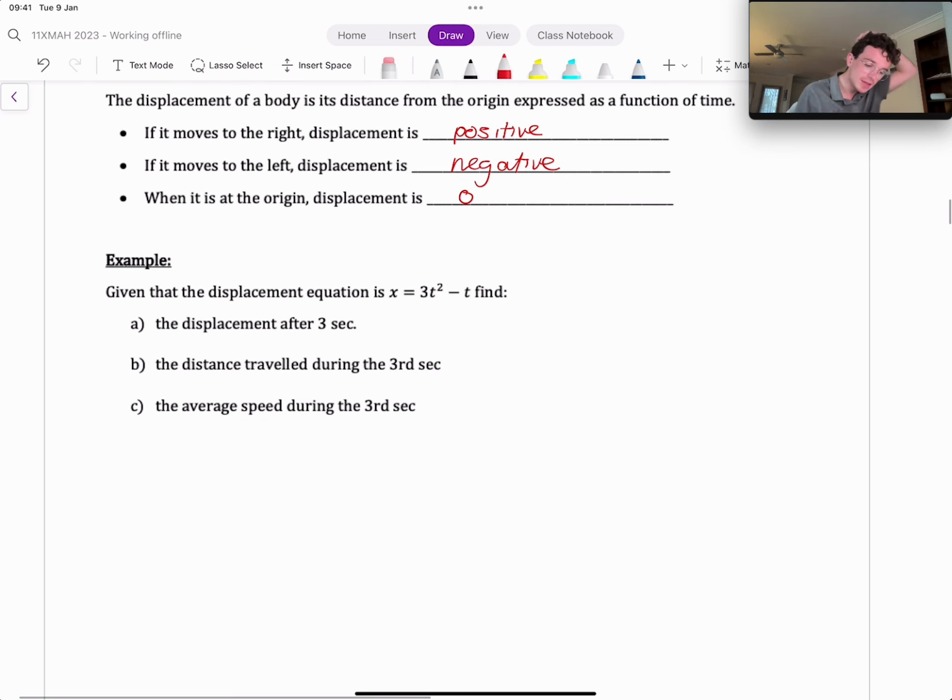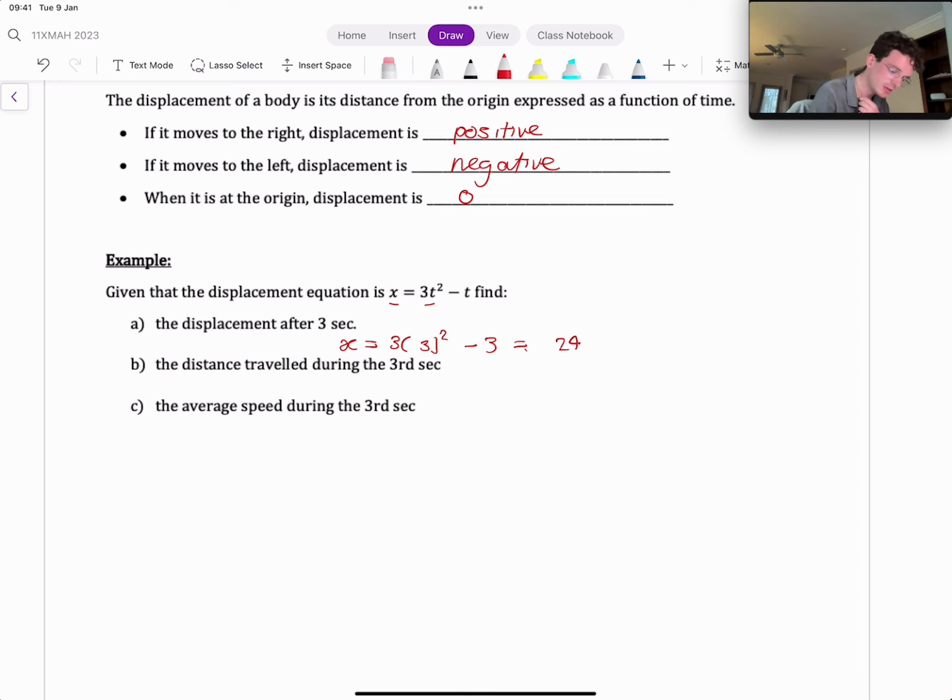Given that the displacement equation x is equal to 3t squared minus t, find the displacement after 3 seconds. Here we've got the displacement, and it's with respect to t, which is time. So the displacement after 3 seconds is x equals 3 times 3 squared minus 3. We're just substituting in 3 seconds. 3 times 3 squared minus 3, which is 24.